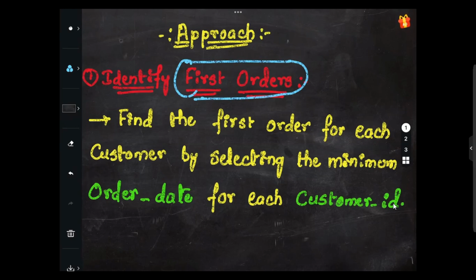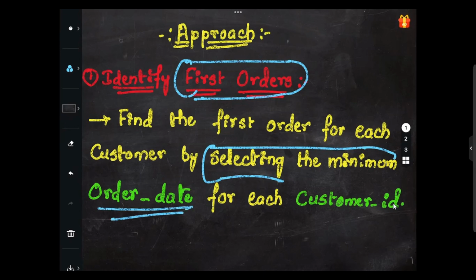How can we do that? We can just select the minimum order date for each customer id. So we have to find the first order for each customer by selecting the minimum order date, based on the customer id.